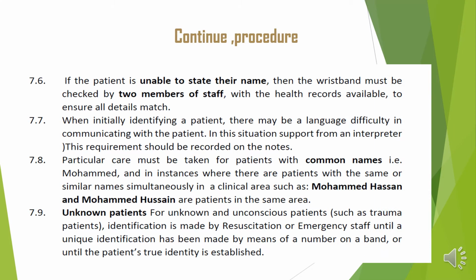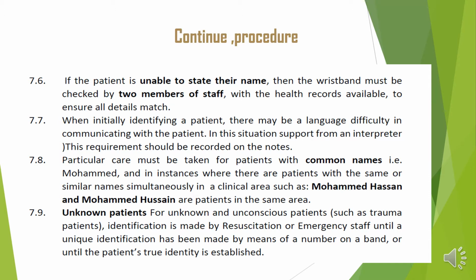If the patient is unable to state their name, then the wristband must be checked by two members. As we said before, if the patient has no family member, at that time we are his family. But we have to be two to do a double check. So two members can check and identify him correctly if we don't have a carer or he cannot communicate with us, with the healthcare record available to ensure all details match.